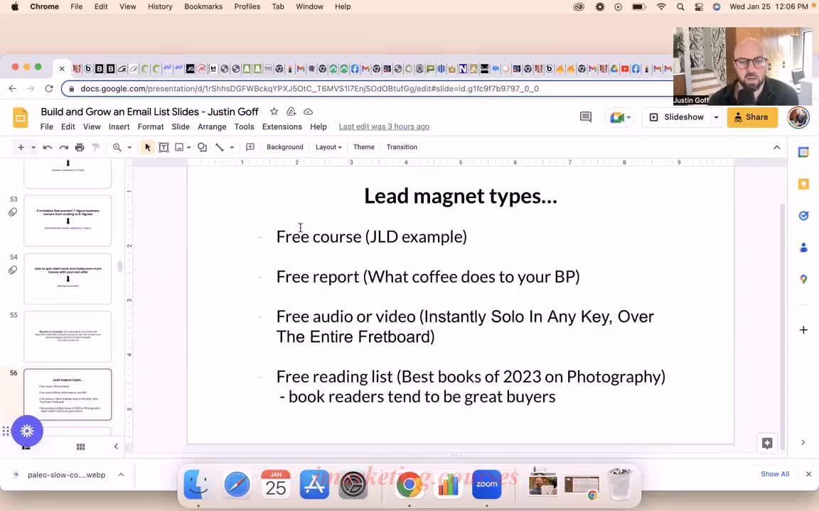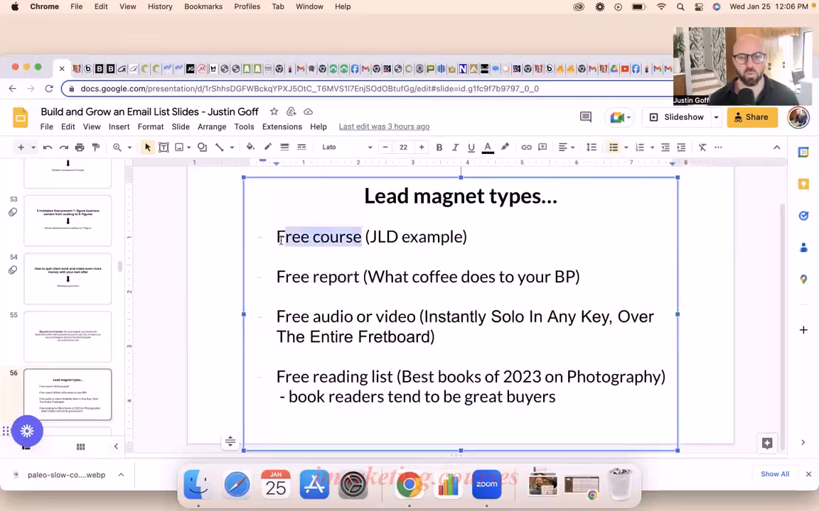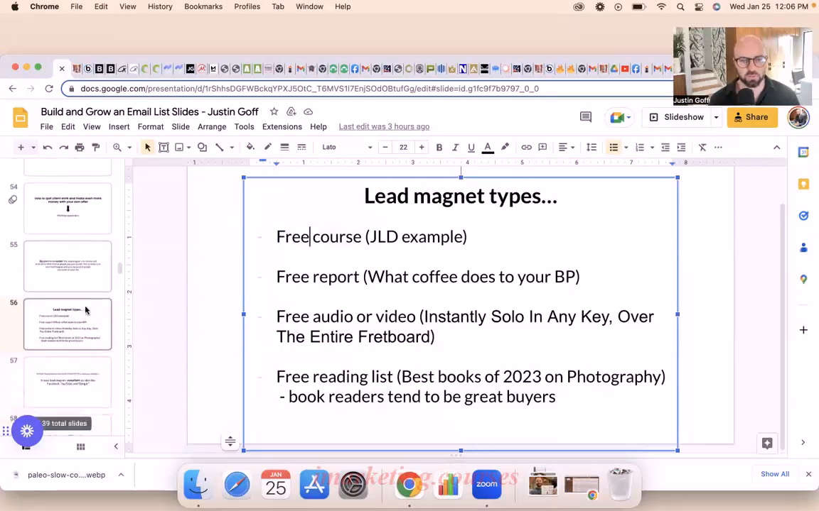So there's a bunch of different examples of lead magnets that you can use. They all work. Like I said, I have a bunch that are free reports. I'm working on one that's a free course. Any of these work. It's just kind of up to you what you want to do.